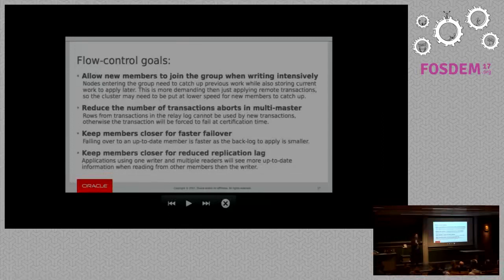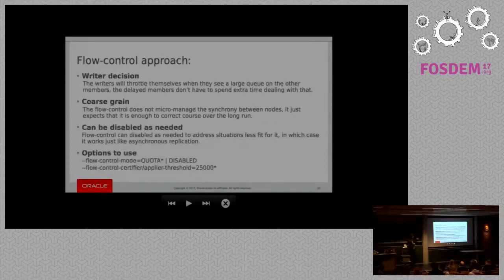But there are also some situations where we want to be able to manage the cluster without disruption. For instance, one important case is adding a new member to a cluster that's writing fast. We have a lot of write workload there, and we want to be able to get a node into the cluster. But the work of a node joining is much larger than that of a node that's just running in the cluster, because it has to store what's coming in from the network and also apply what's already on the queue. So for this, we introduced flow control, which is one thing that works a bit differently.